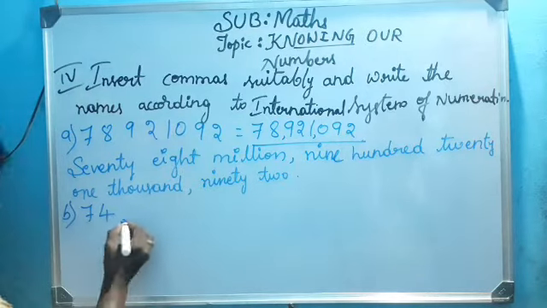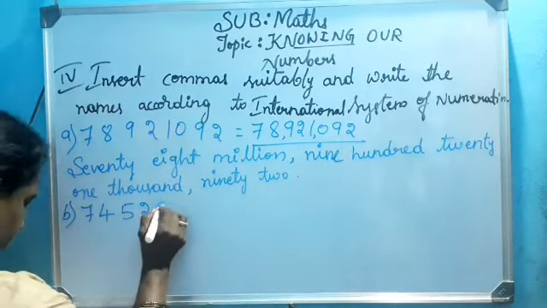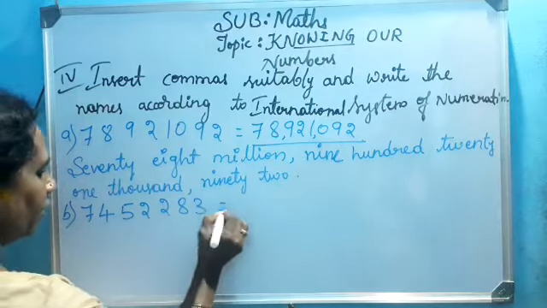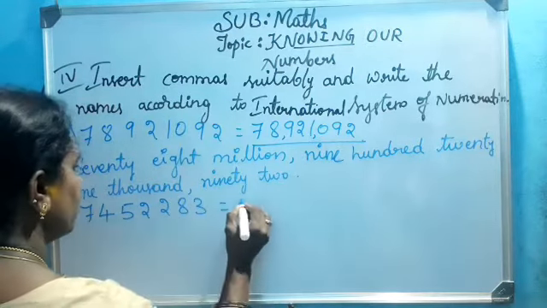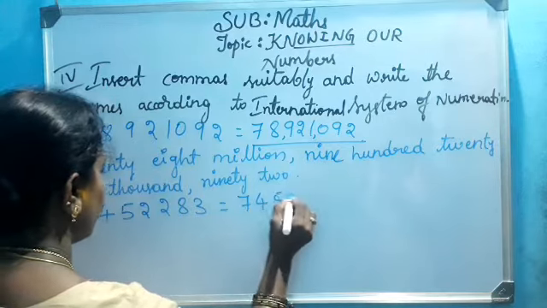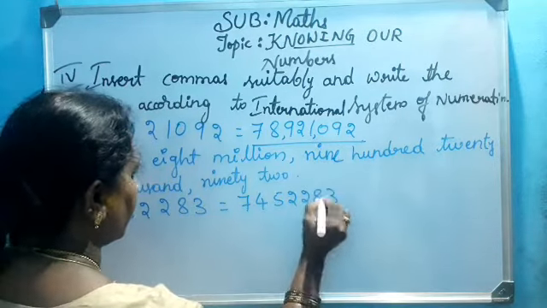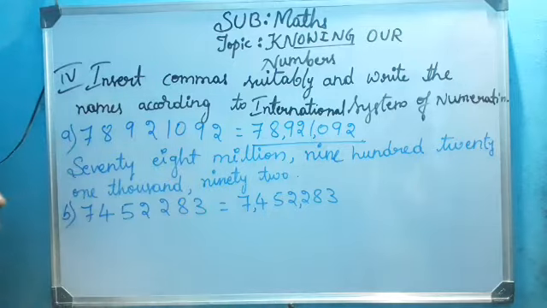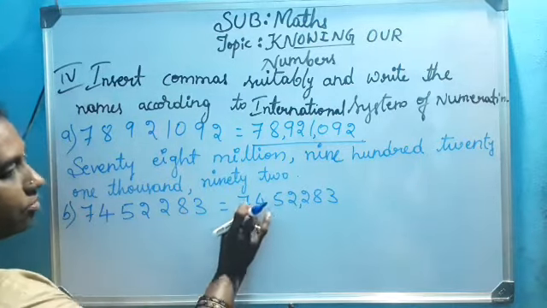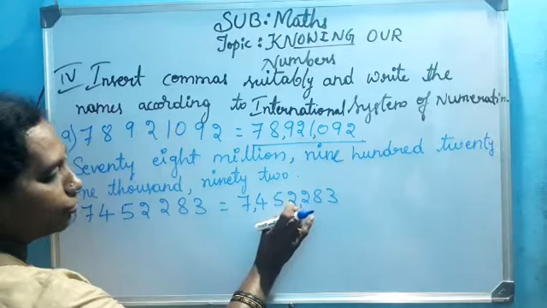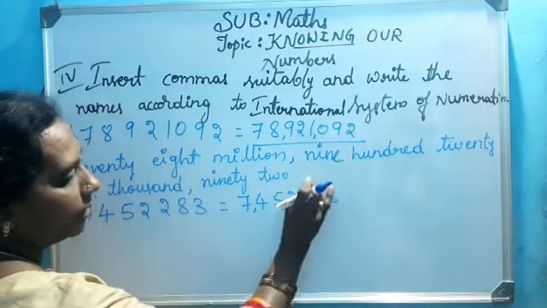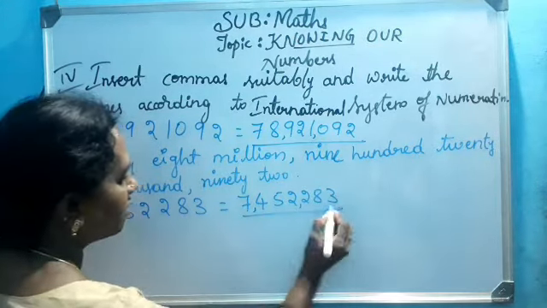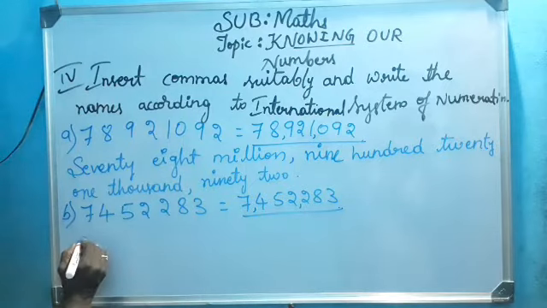The second question, 7, 4, 5, 2, 2, 8, 3. Repeat the numbers once again. 7, 4, 5, 2, 2, 8, 3. First 3 digits, again 3 digits, remaining 3 digits. So 7,452,283. See, write the number in words.